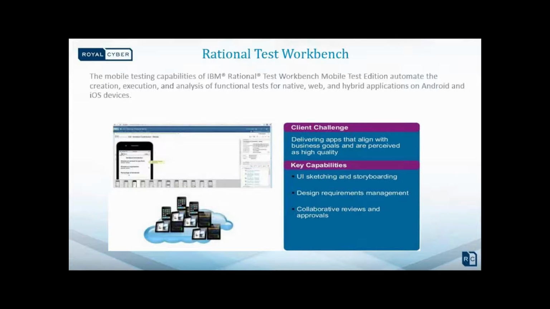So here is the Rational Test Workbench. As the name says, it belongs to the Rational family of IBM. This tool allows us to test the ongoing development of mobile apps, with their native, hybrid, or web functionality, for Android and iOS devices. It allows us to do UI sketching and create a storyboard for the design requirements, and we can manage the graphical features for it. It can generate the test reports as well.